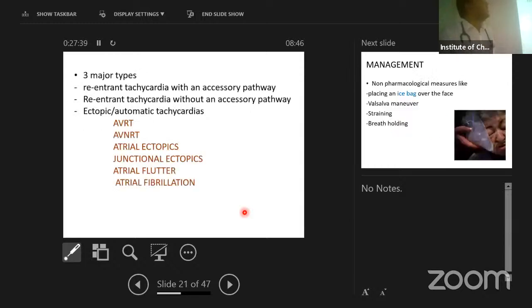Then coming to supraventricular tachycardia, it can be of 3 types: reentrant tachycardia with an accessory pathway, reentrant tachycardia without any accessory pathway, and ectopic automatic tachycardia, that is AVNRT, AVRT, atrial ectopics, junctional ectopics, atrial flutter, and atrial fibrillation.